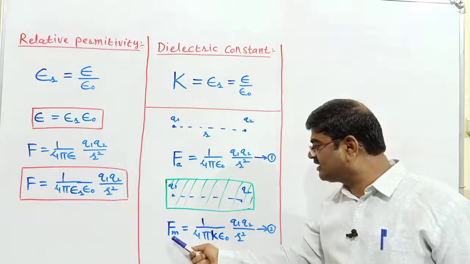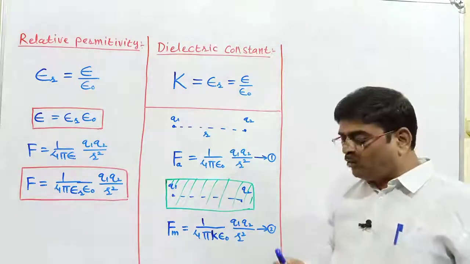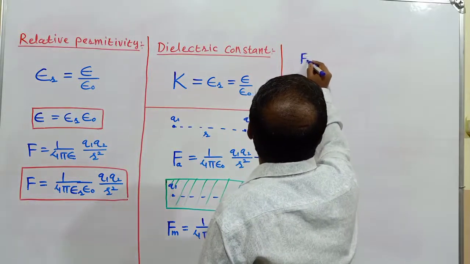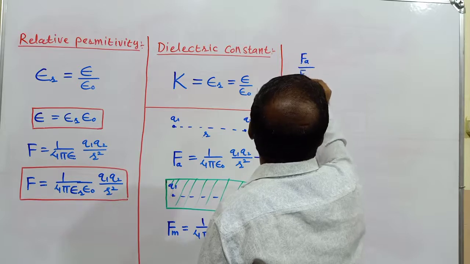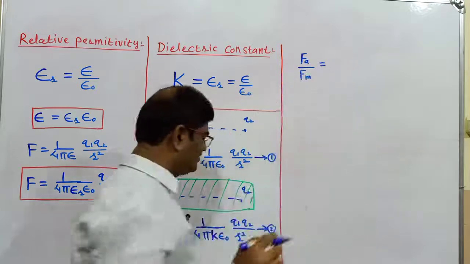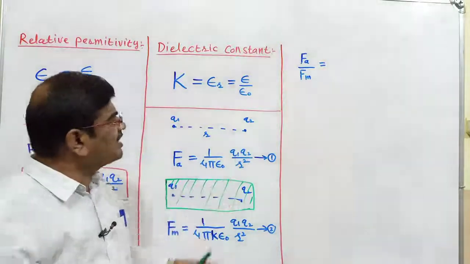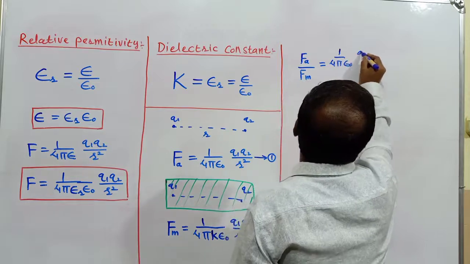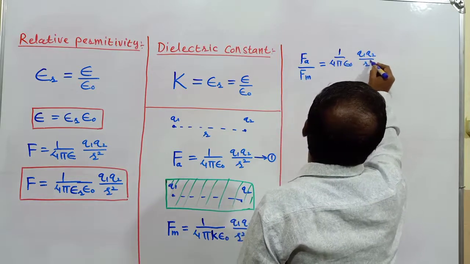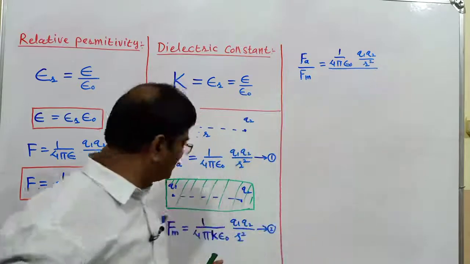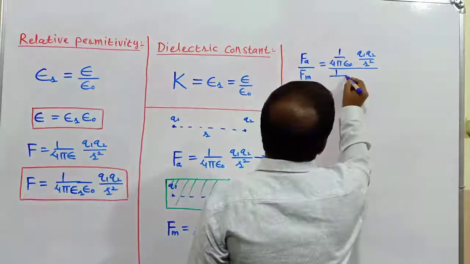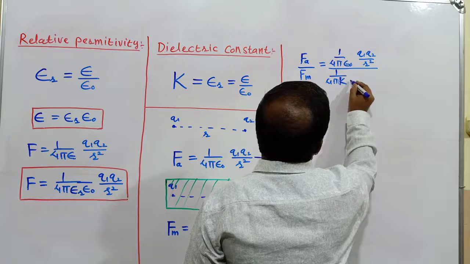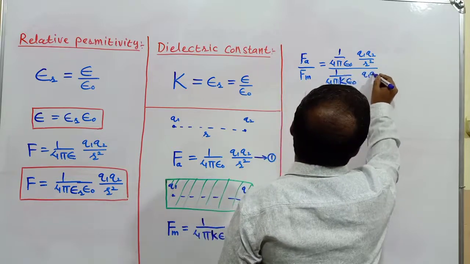So in another dielectric, I have got this much force. Now what I do simply is take the ratio of these two forces, the force in the air to that of the force in the given medium. Force in the air is given by 1 upon 4 pi epsilon 0 Q1 Q2 by R square. Force in the other medium is given by 1 upon 4 pi K epsilon 0 Q1 Q2 by R square.